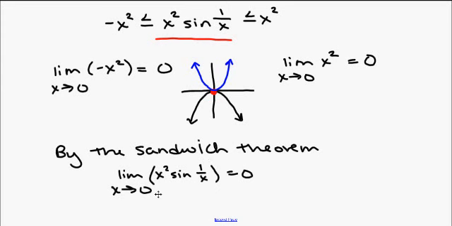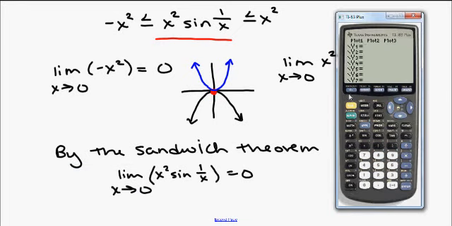Okay, and let's just pull up the calculator really quickly so we can confirm this graphically. So our function is x squared times sine 1 over x. Let's set our window to negative 0.2, 0.2, negative 0.02, 0.02. Okay, there we go. So that's a good graph for our function.